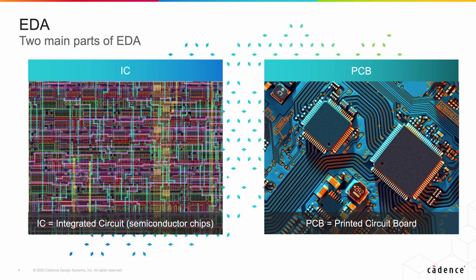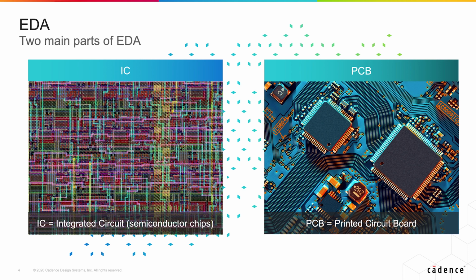There are two main parts to EDA. Integrated circuit design, which is what we're going to spend most of the time talking about today, and printed circuit board design, because when we've designed chips, they have to go on something. You've probably seen pictures of printed circuit boards. They're usually green, not always. This picture, for some reason, is blue.